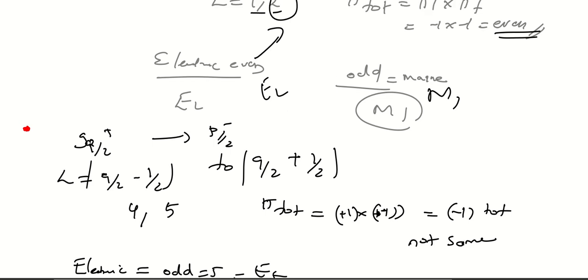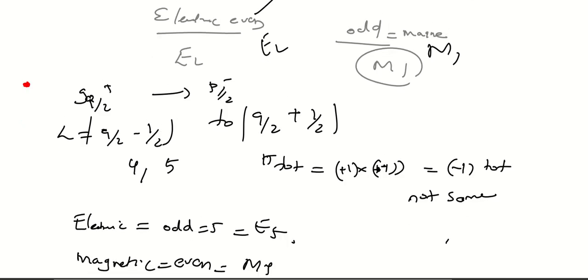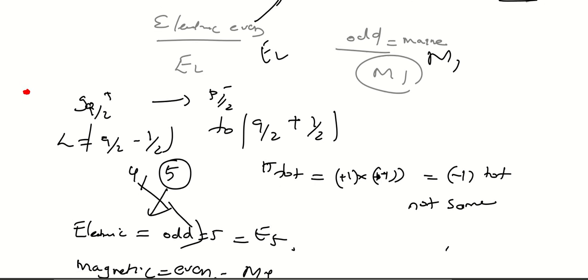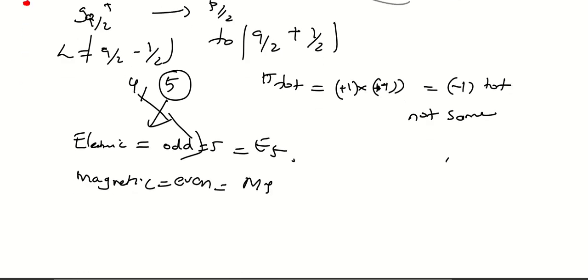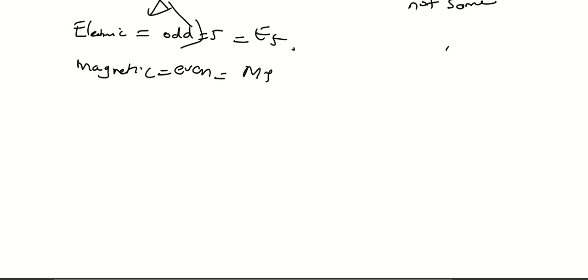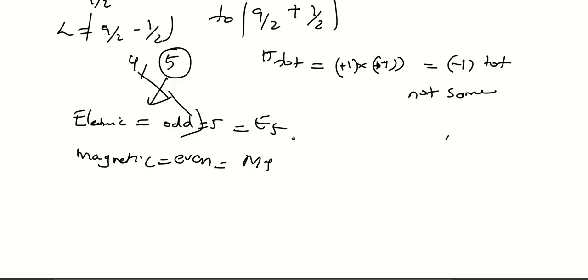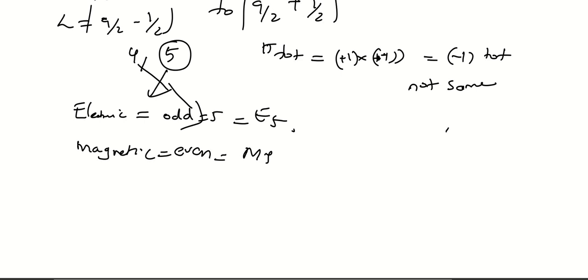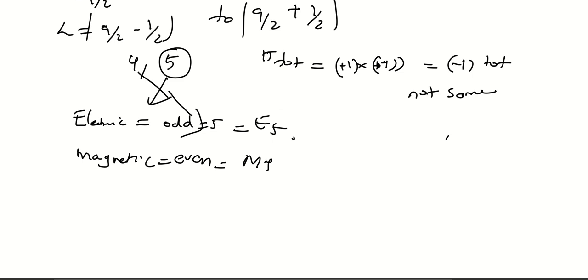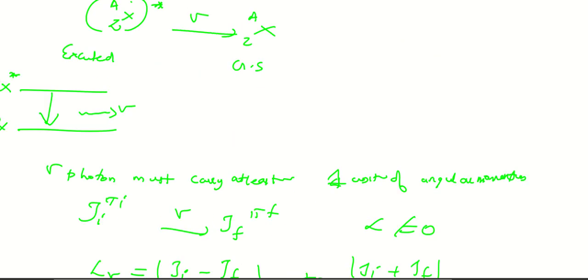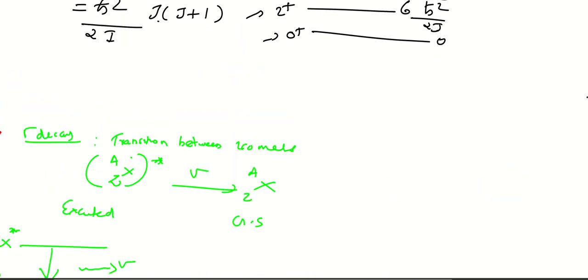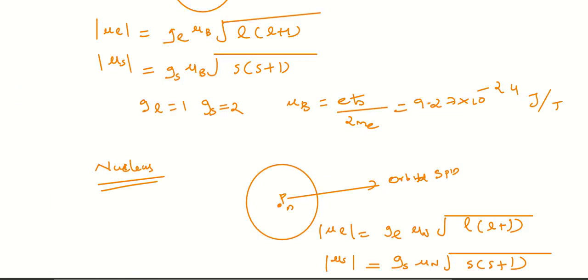So odd will go to electric, even will go to magnetic. If there is no parity change, even transitions are electric and odd are magnetic. If there is a parity change, it is different: odd will go to electric and even will go to magnetic. Okay, so these are the concepts we studied in nuclear physics. So thank you for watching and keep learning.